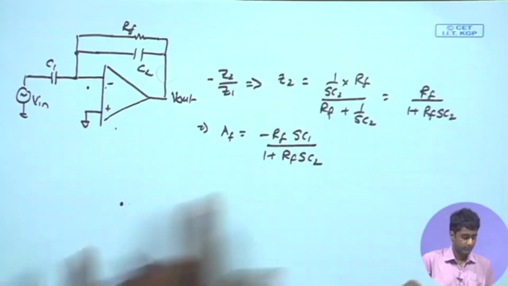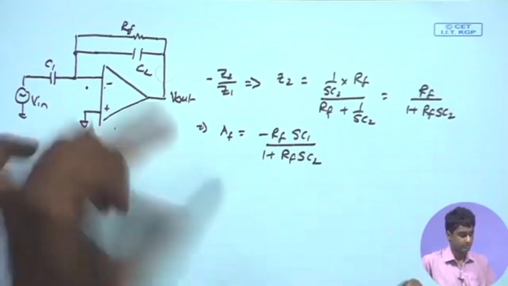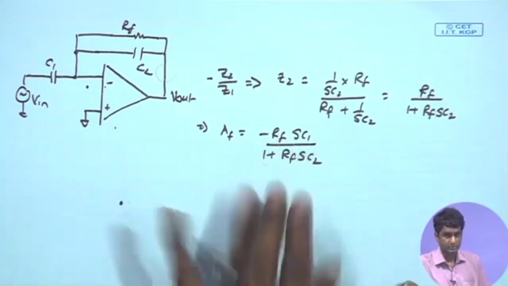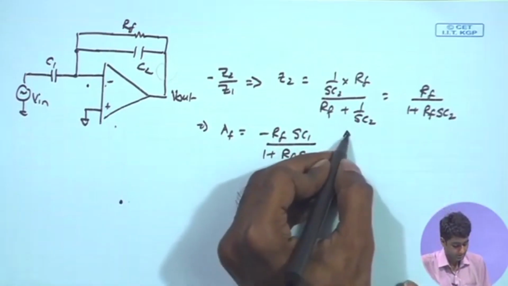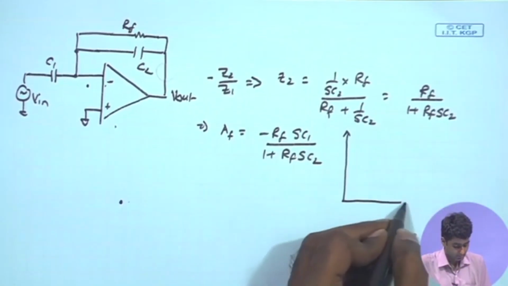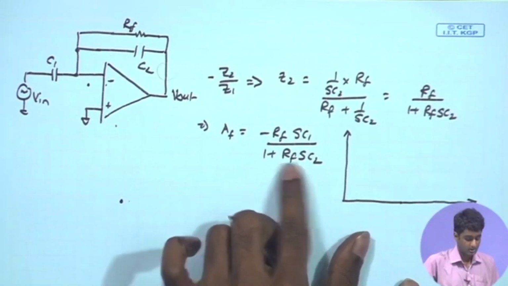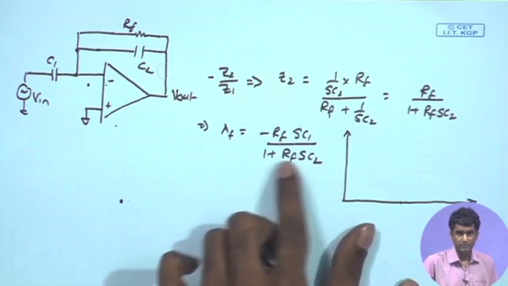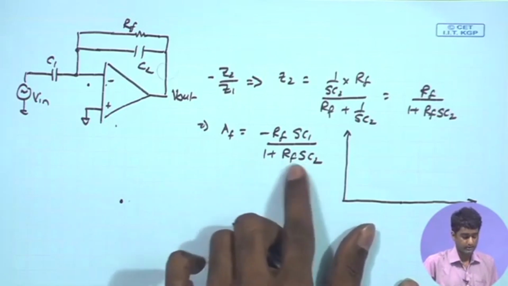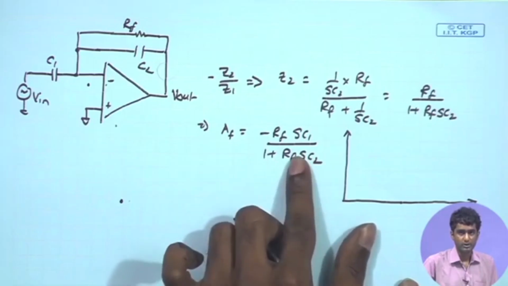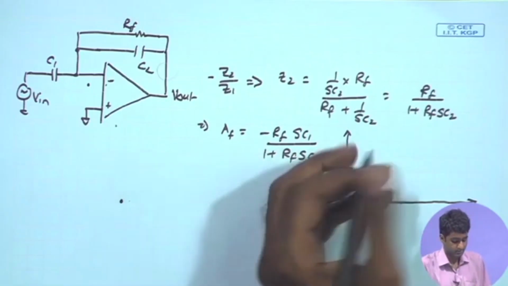So, what kind of transfer function do we see here because of the RF? If I want to plot this as a function of frequency, what is the transfer function do I get? At very high frequencies, the RF SC2 term is going to be much larger than 1. As a result, I can ignore this 1 with respect to this RF SC2, and therefore, what is the transfer function?